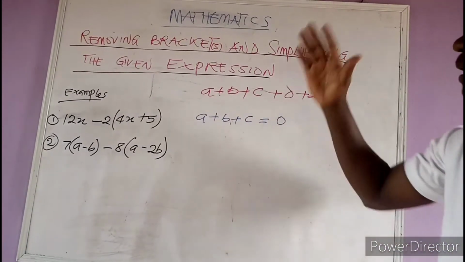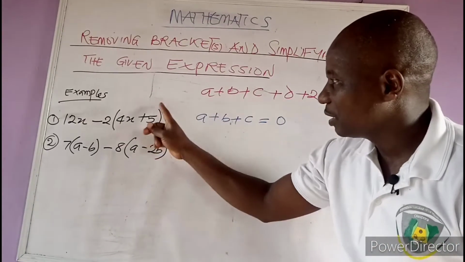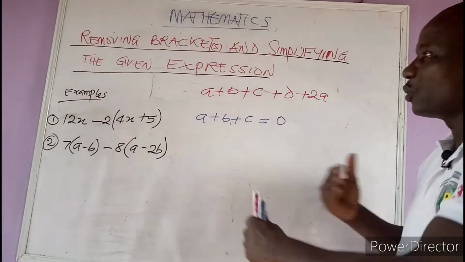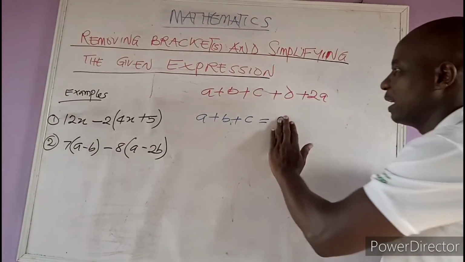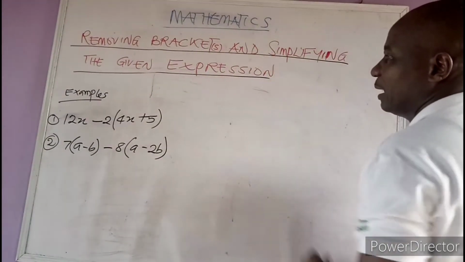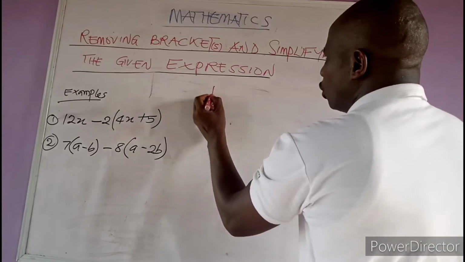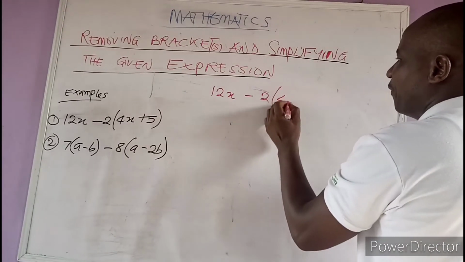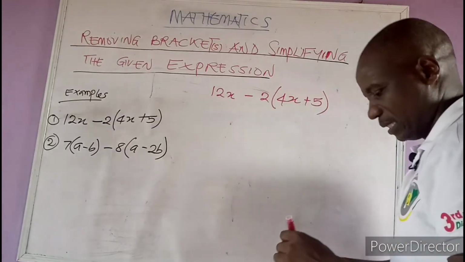So now, they said we should remove the bracket. Of course, this is the bracket, and thereafter we should simplify the given expression. So we want to do that. Let's start with the first one. What does it say? 12x minus 2 bracket 4x plus 5 close the bracket.